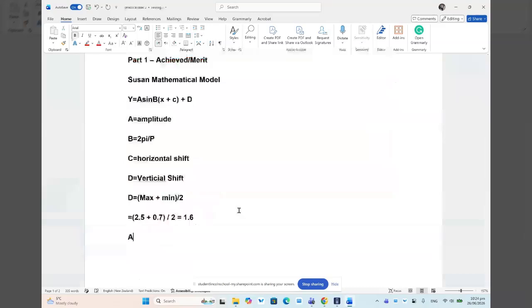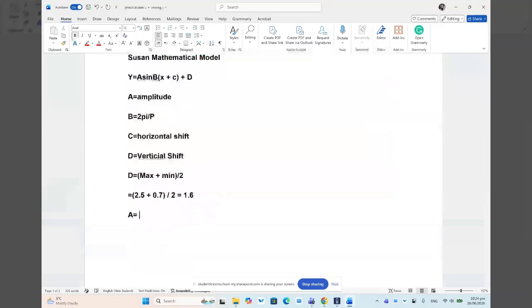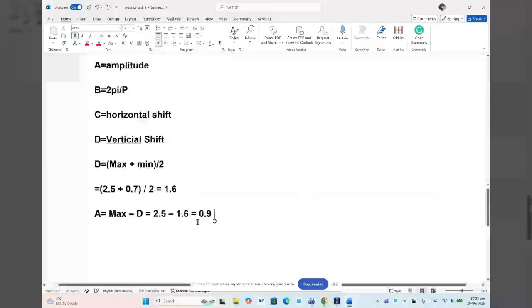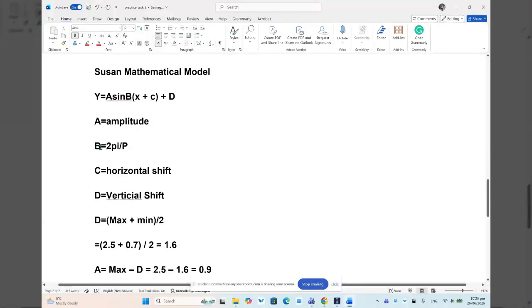Now the amplitude is always the max minus the d value. So that's going to equal 2.5 minus 1.6, which equals 0.9. And that checks out because 0.7 plus 0.9 gives us our 1.6, and from our 1.6 plus 0.9, that also gives us our maximum of 2.5. So that checks out. So we're going to find the b value now.